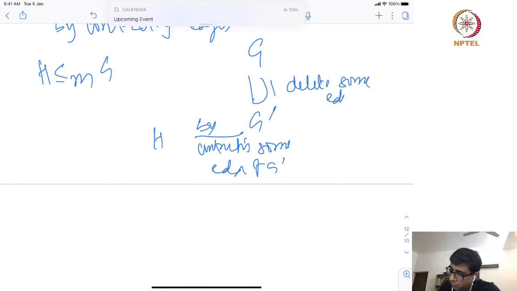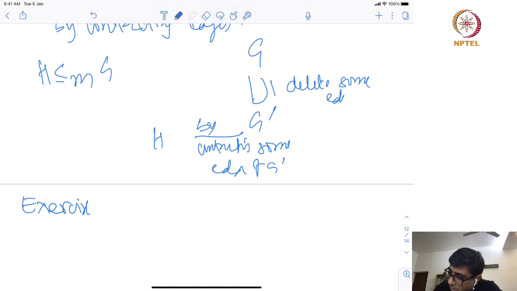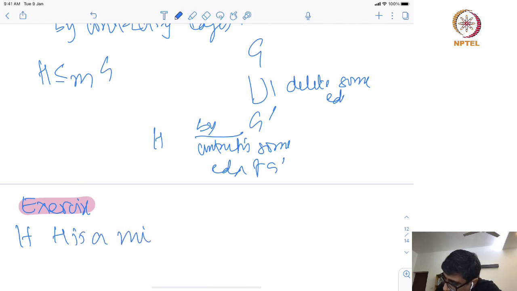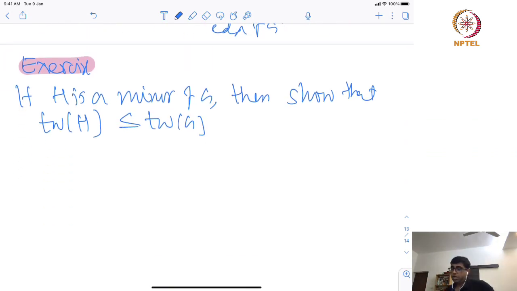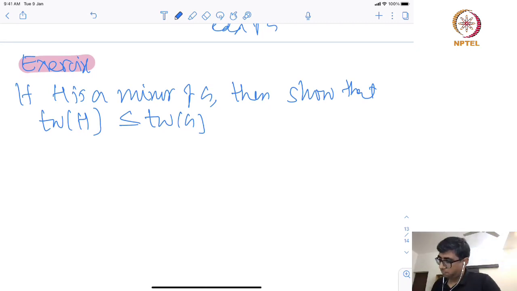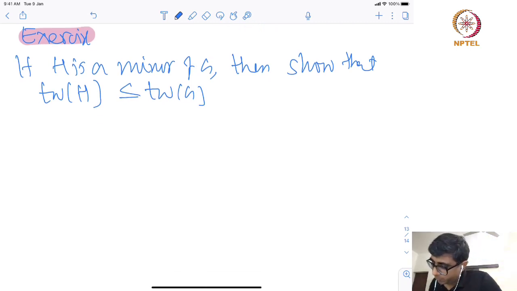Here is an exercise for you. You should be able to prove: if H is a minor of G, then show that the treewidth of H is at most the treewidth of G. Okay. The last example which I want to construct is grids.